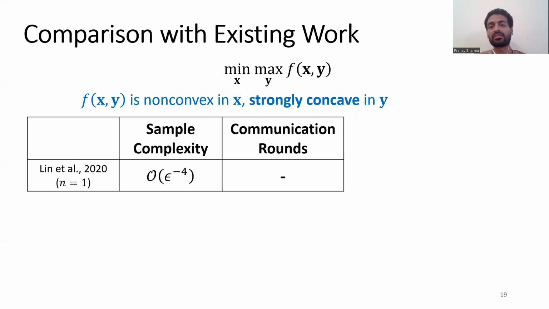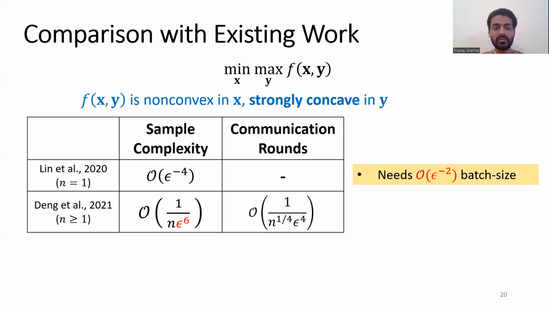Let's compare our results to some of the existing work. When it is non-convex in X and strongly concave in Y, the first paper to consider this problem was Lin et al. in 2020. Although their result was optimal in epsilon, they required a batch size which increased with epsilon. So they couldn't use a constant batch size.